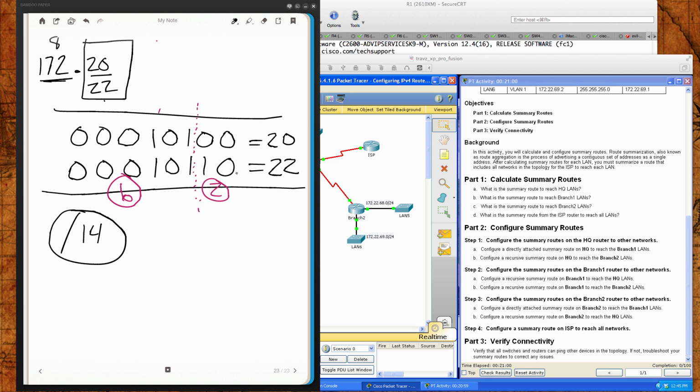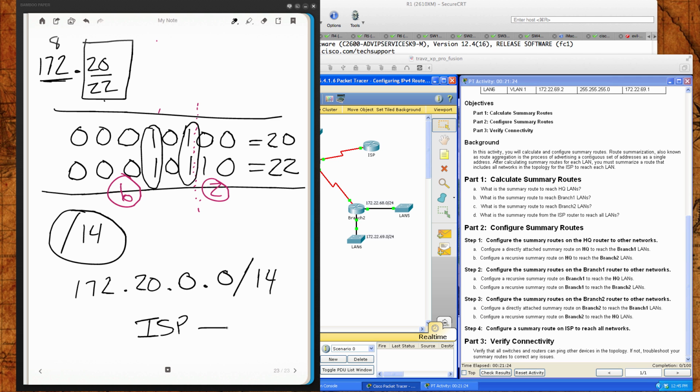And then everything after that would be zeros, and our value spots here are 16 is the value of this bit location, and 4 is the value of that bit location. So what we're going to have is 172.20.0.0/14, and that's going to be for the ISP going into the LANs. And so that is how you summarize those addresses.